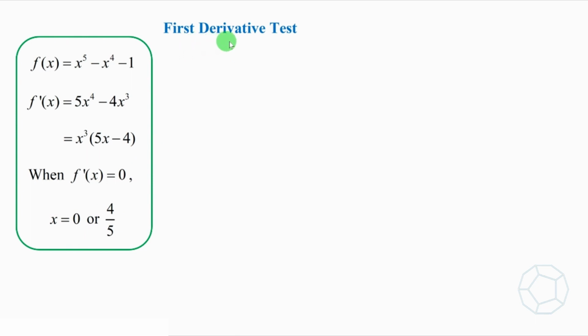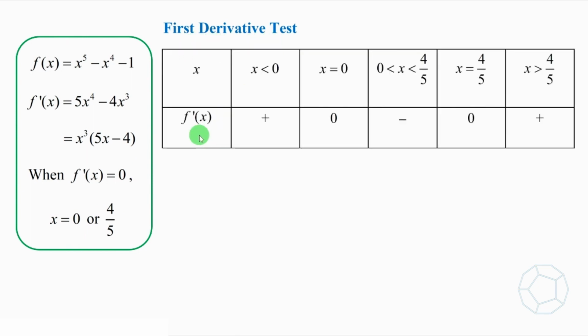Using the first derivative test, we get the signs of f prime x in each interval. Let's look at x is equal to 0. The sign of f prime x changes from positive to negative. So the graph is increasing and then decreasing. In other words, there's a maximum point at x is equal to 0. Likewise, we find that there is a minimum point at x is equal to 4 over 5.